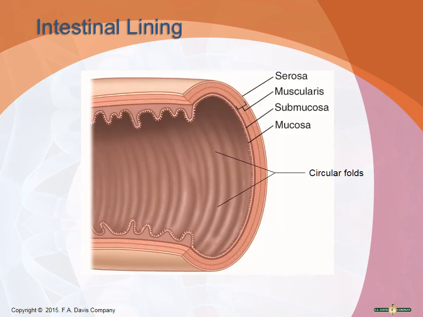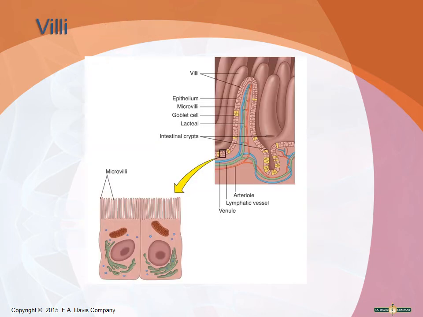So we saw this already, where we have the serosa, muscularis, submucosa, and mucosa, from out to in. And then we have these circular folds, like rings almost. The next slide is going to show us the villi and microvilli that increase the surface area and allow for increased absorption.